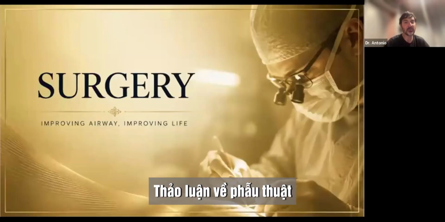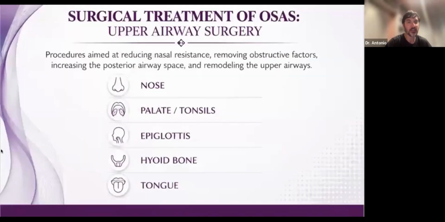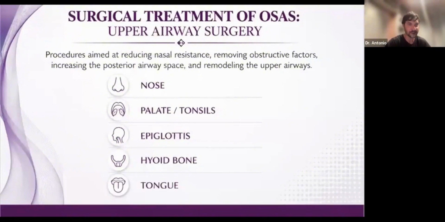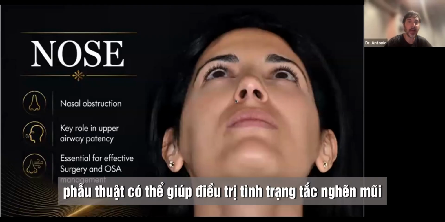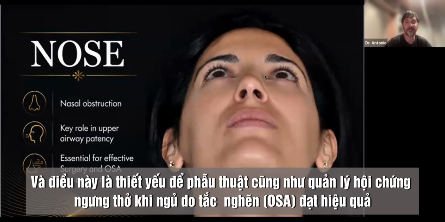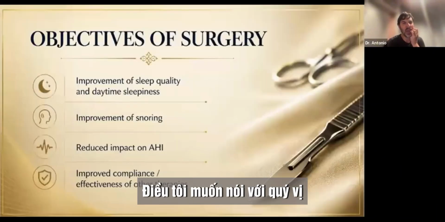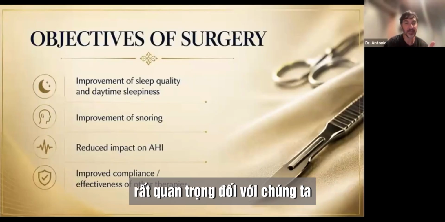Talking about surgery, it can for sure improve the airway and improve life. The surgery can be done at different levels from the nose to the tongue. Starting from the nose, the surgery can help to treat nasal obstruction. It has an absolutely key role in upper airway patency, and it is essential for effective surgery and dose management. What I want to tell you is that the impact of surgery can be very important for us.